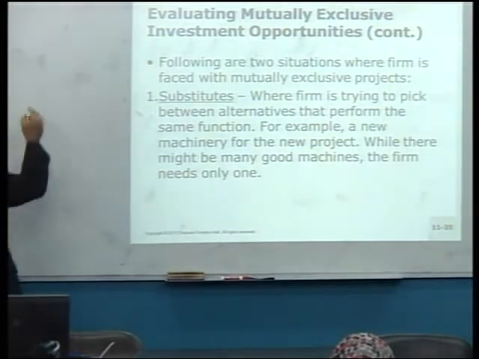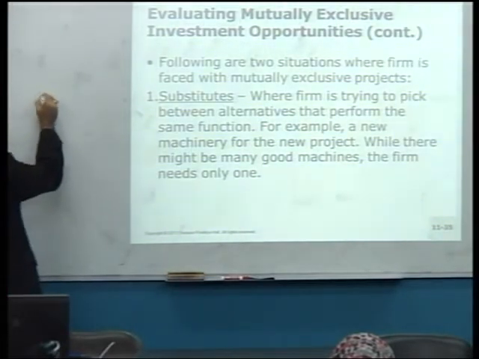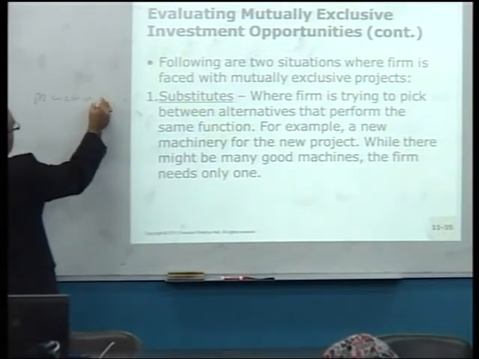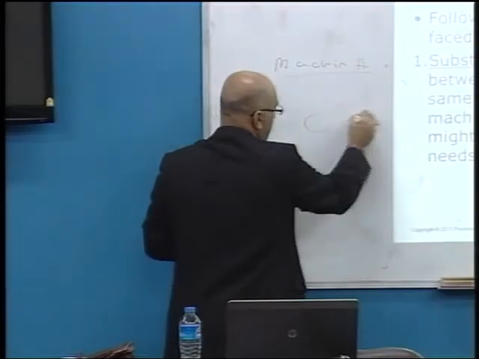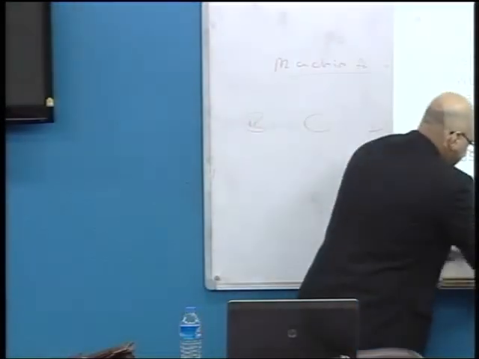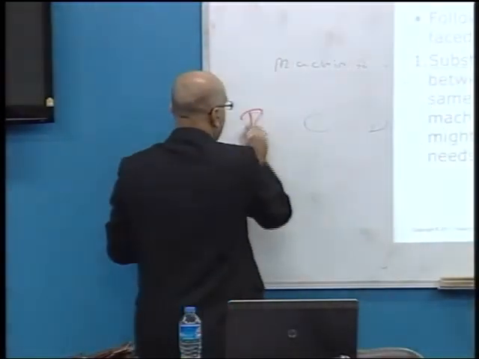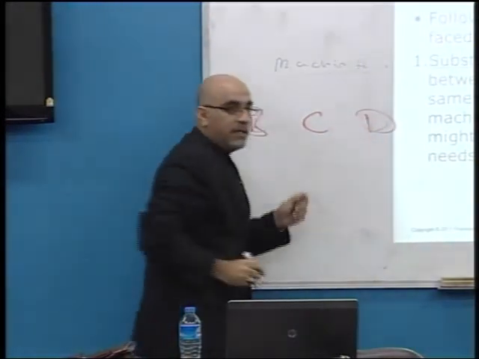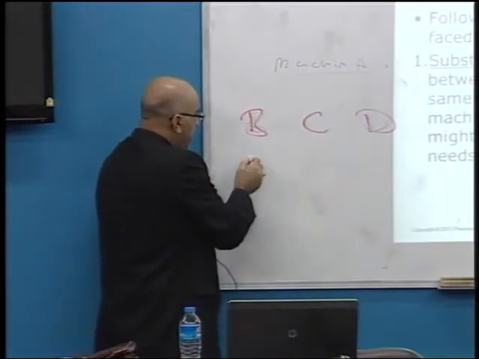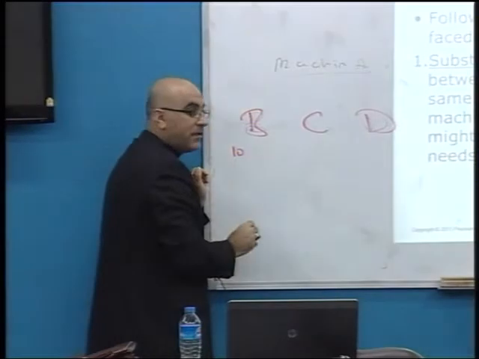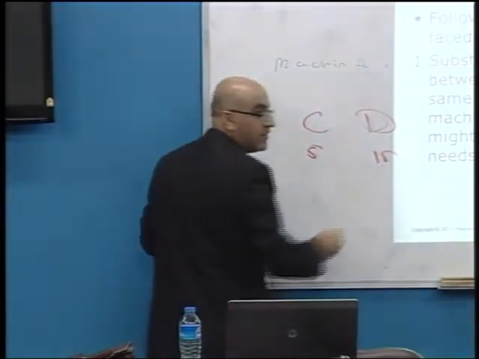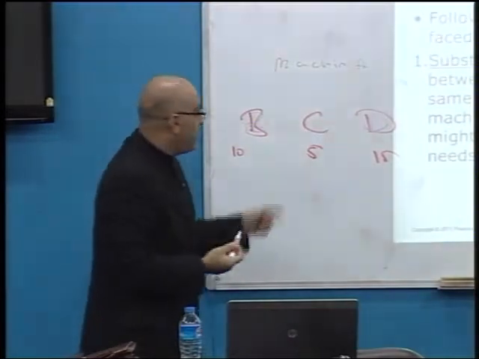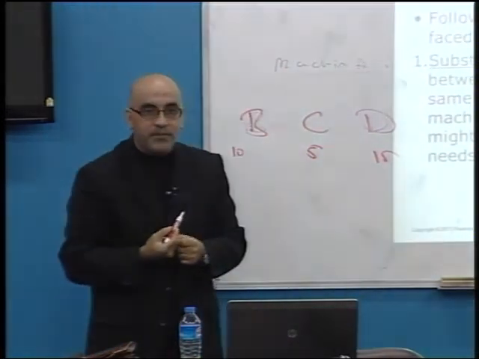Okay, so we want to replace machine A with B, C, or D. The initial investment of B is $10,000, and this is $5,000, and this is, say, $15,000. So the problem is we have different initial investments.